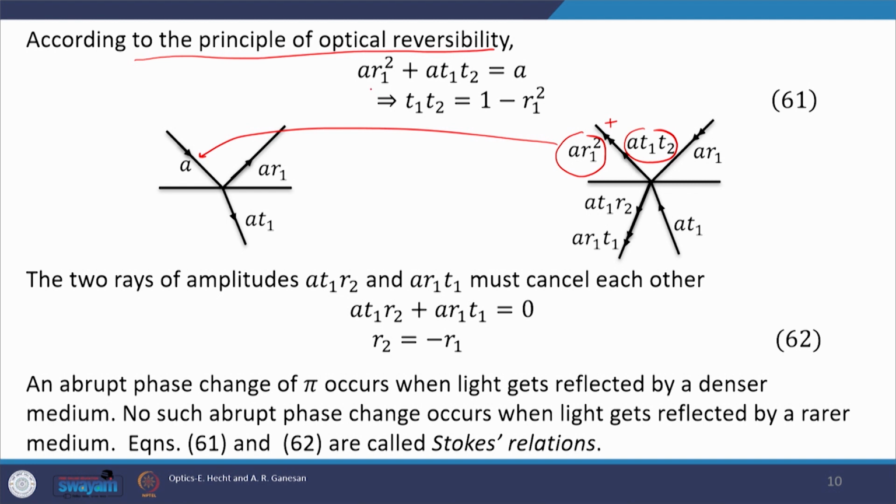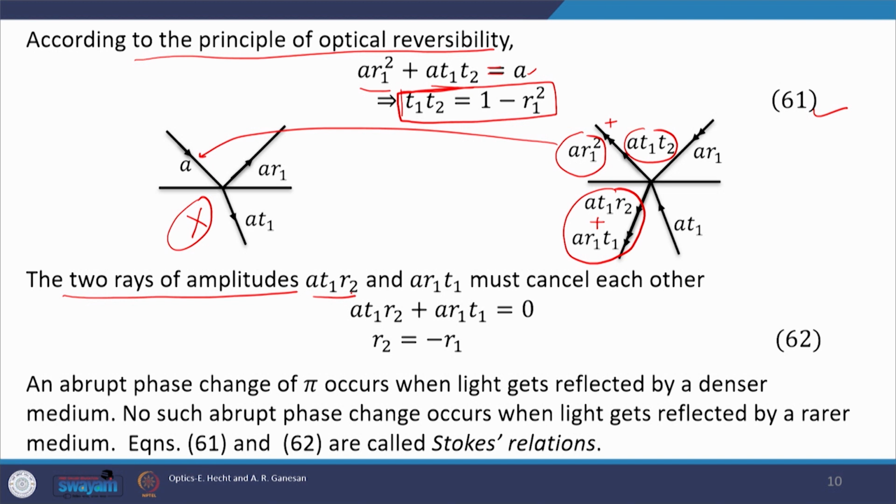This is what is done here: AR1 square plus AT1T2 is added and equated with A, the input amplitude, and from here we get T1 into T2 is equal to 1 minus R1 square, which is equation number 61. Similarly, these two amplitudes would be added, and since there is no ray, the summation must be equated with 0. The two rays of amplitudes AT1R2 and AR1T1 must cancel each other. This is what is done here.